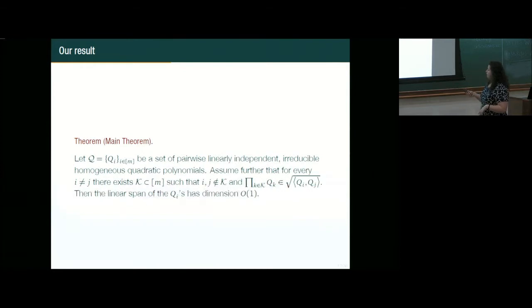So we have Q, a set of quadratic polynomials, and I assume that they are pairwise linearly independent. Of course, that is a must-have in all the theorems, because otherwise the theorem does not hold. Take any vector twice, and it will hold. And I assume irreducibility. I will talk about it at the end, but I have a set of pairwise linearly independent, irreducible, homogeneous quadratic polynomials.